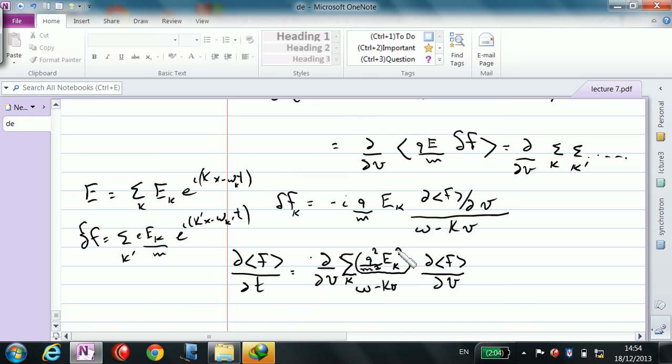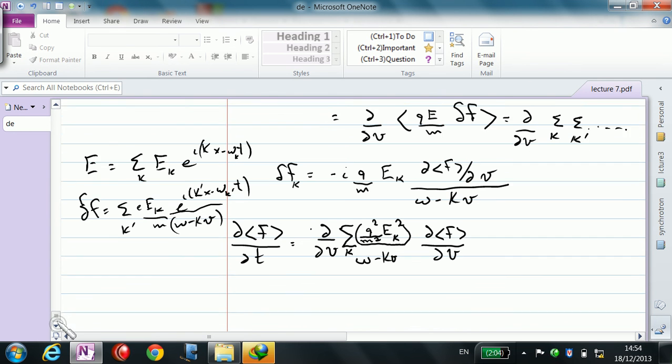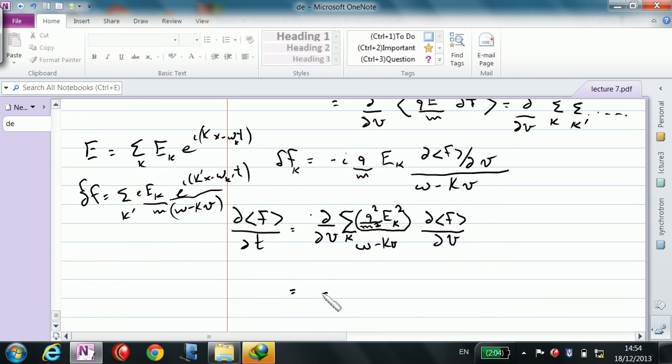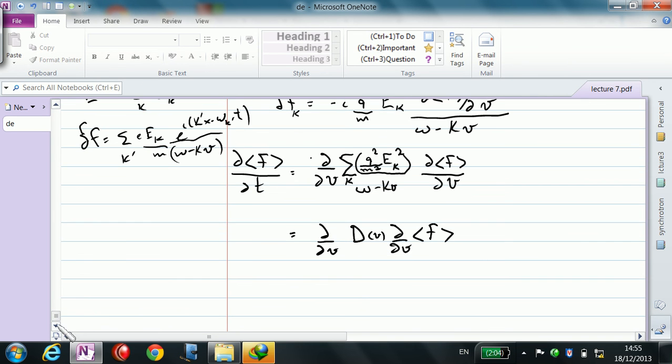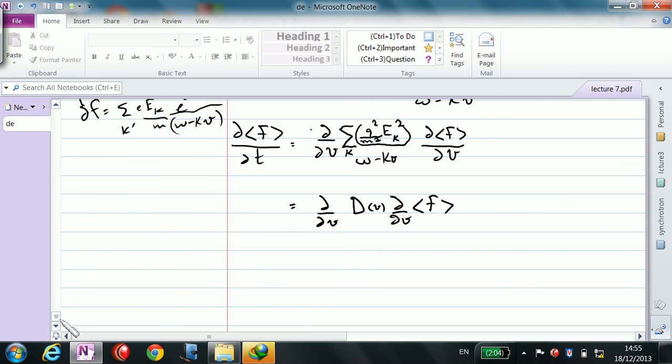Delta f equals the sum over k prime, where unity is divided by omega minus kv. Okay. So now look how I write this. I write d/dv of f times d of v. And this is nothing other than the diffusion equation, if you have this factor of omega minus kv in the denominator.